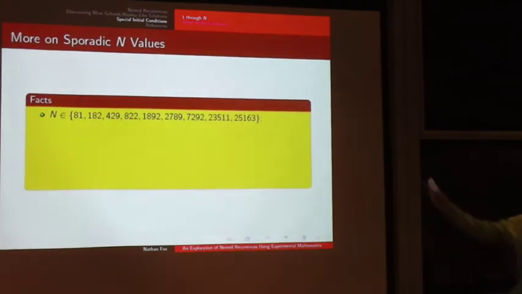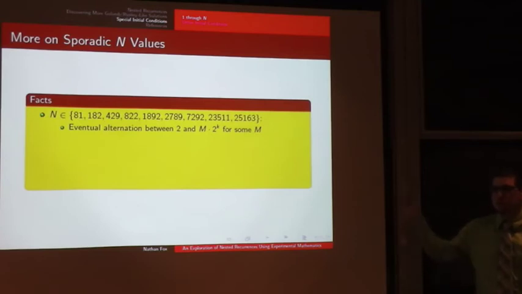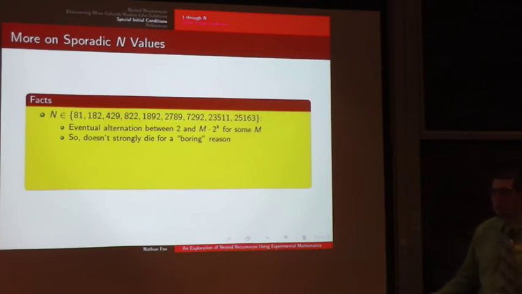So these are all but 2 of those values from that set that doesn't strongly die. These ones eventually just start alternating with 2s and things times powers of 2. I don't think that's that interesting. It's just sort of like, instead of getting a 0 and causing death, you got a 2 late in the sequence. So these are kind of boring, but they do not strongly die.